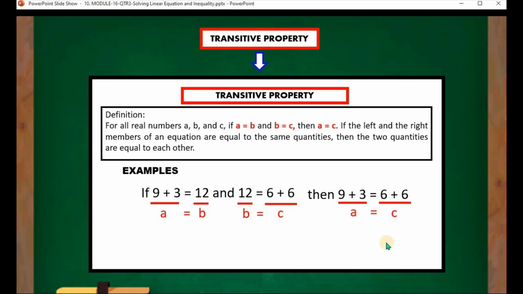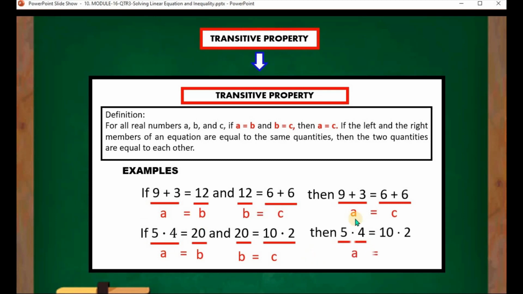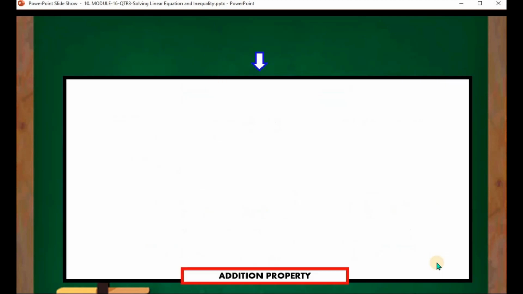So, tatlong situation ang binigay dito. Kung si A ay equal kay B at si B ay equal sa C, syempre pwede natin masabi na si A ay equal kay C, kasi nga equal sila parehas kay B. That's transitive property. So, ito, ang A natin si 5 times 4. Ang B natin si 20. Equal daw sila. Now, si B ay 20, equal siya kay C. So, therefore, we can assume that si A at si C ay equal. Equal na ba? Yes, this is 20 and this is also 20. So, they are equal too. That is the transitive property.